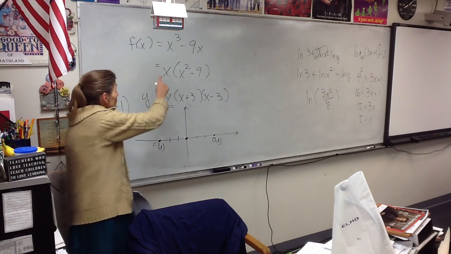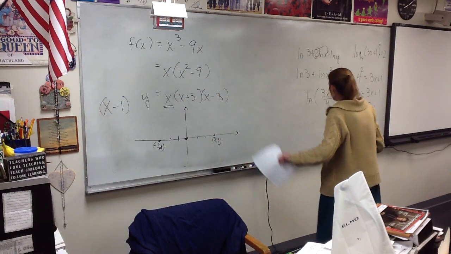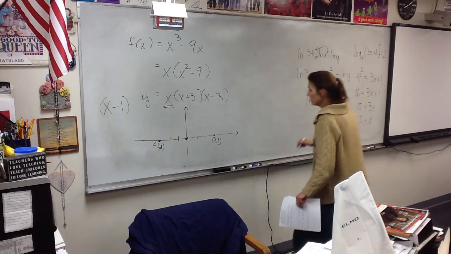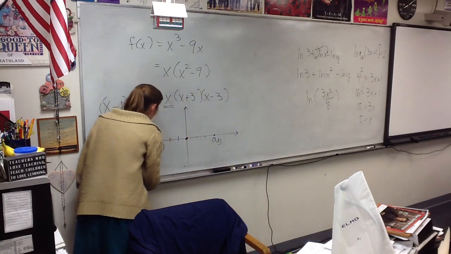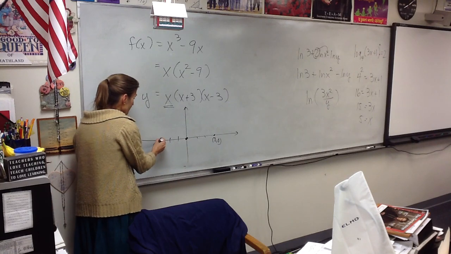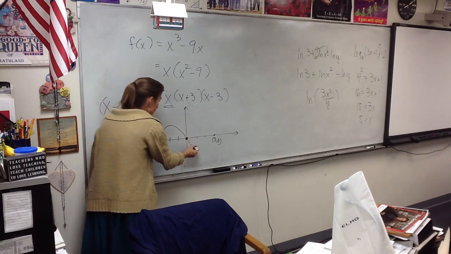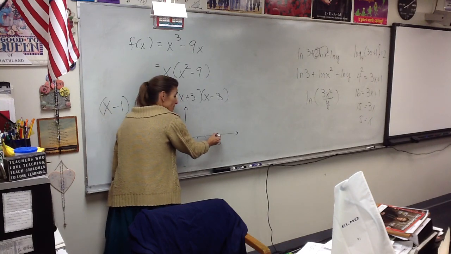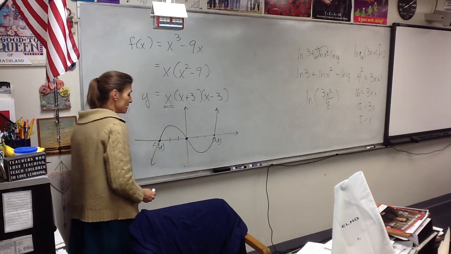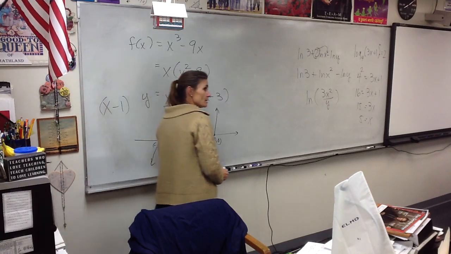Now, what's the degree? 3. This is another cubic. Cubics start down and end up. So I'm going to start down here, and I'm going to grab this point. Keep going. Then grab this one. Keep going. Grab this one, go up. There you go. You're done.